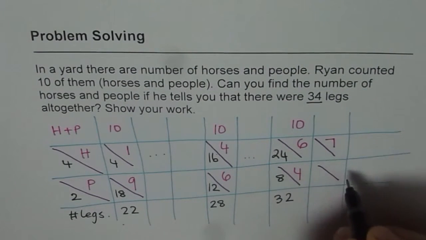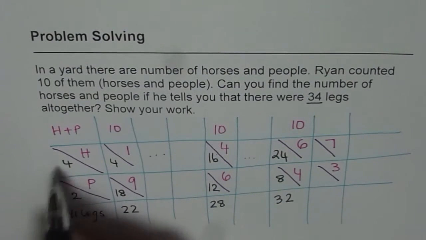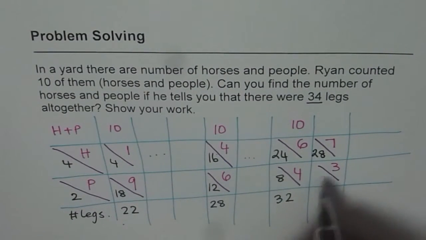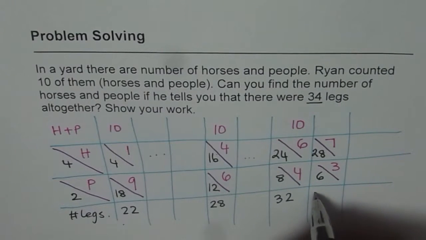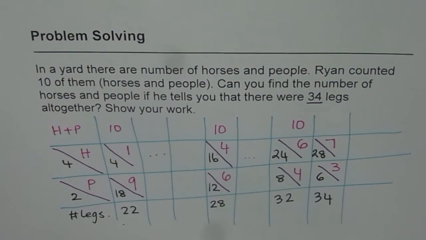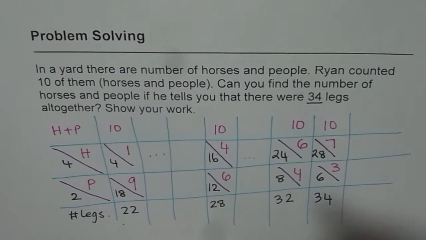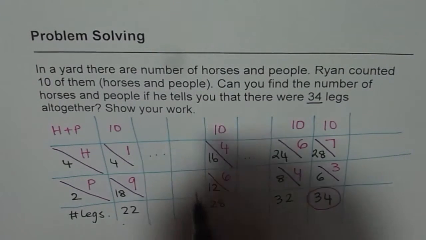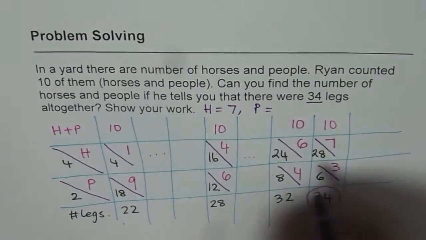So let me try 7. If there are 7 horses, the number of persons should be 3. And that makes how many legs? 7 times 4 is 28. And 3 times 2 is 6. When I add 28 and 6, what do I get? I get 34 legs. Well, 7 plus 3 is 10. So there are 10 horses and people, and 34 legs, right? So what is the answer? How many horses and how many people? So we get our answer. The number of horses is equal to 7 and the number of people is equal to 3.